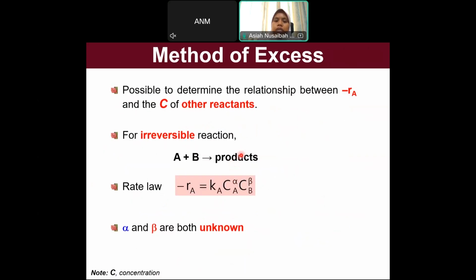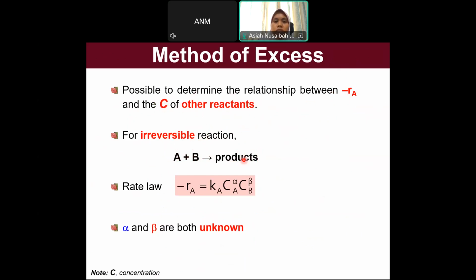What do we do? In the case where we have two reactants, A plus B, to get products, we're going to use the method of excess. So what does this method of excess mean? By the name, we can understand that we're going to make one of the reactants in excess. So it's possible to determine the relationship between minus rA and the concentration of the other reactant.